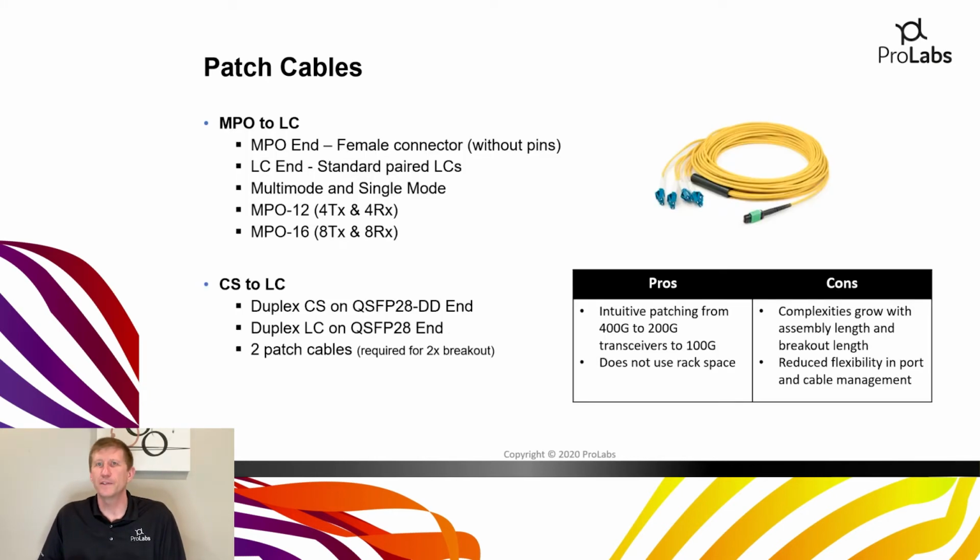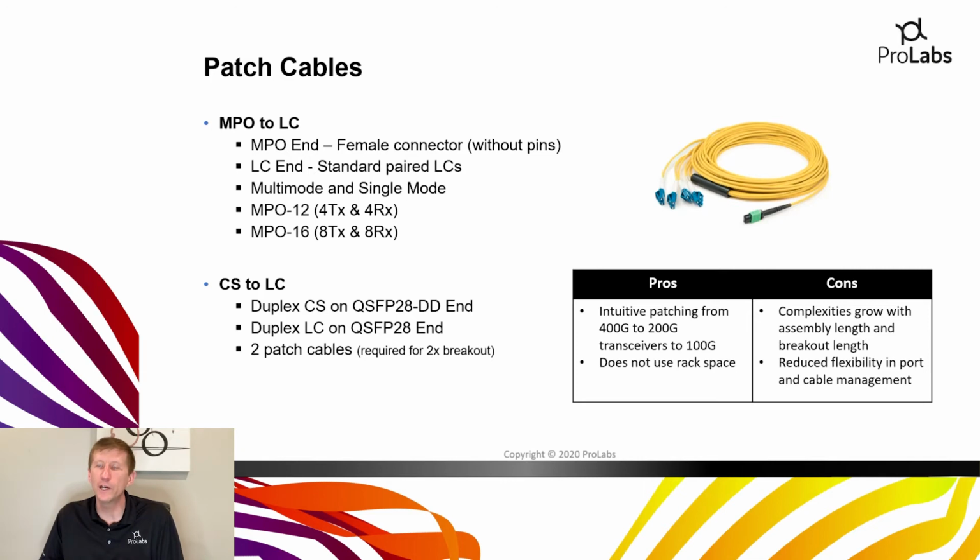Let's explore this physical aspect we just spoke about. So those MPO to LC patch cables we mentioned. Standard breakout cables, the same sorts of breakout cables we've used for years, with an MPO on one end. So you need a female connector without pins that connects directly into the transceiver. On the LC end, it'll just be standard paired LCs, available both in multimode and single mode. For the DR4, DR4 Plus and the PLR4, you'd have an MPO 12. And then for the SR8, should that day come, MPO 16.